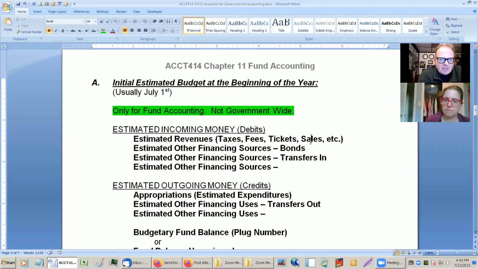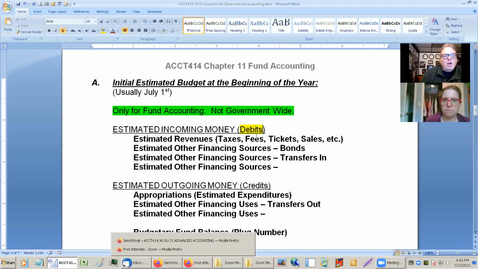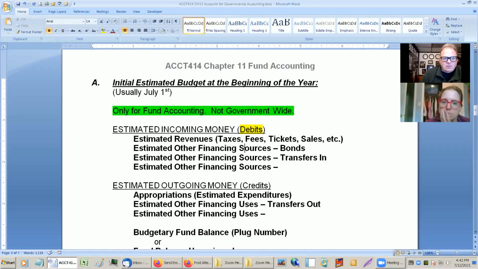Now, the weird thing about this budget is you'll notice that these are debits. And that is odd because revenues are generally always credits. Right. So why are these debits? The budget is sort of like a closing entry done on the first day of the year. If everything goes as planned, this is going to be our closing entry. So it's almost like closing the books on the first day of the year.